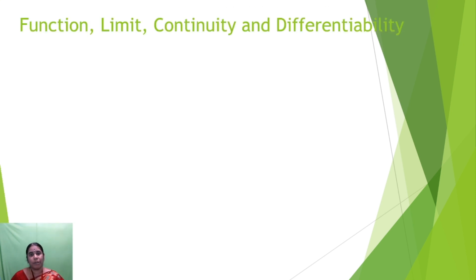First, one by one, we will go through them. First section: functions, limits, continuity and differentiability. For each and every section, we will go through some important definitions and some of the problems which you need for your entrance exam. First one, function, limit, continuity and differentiability.